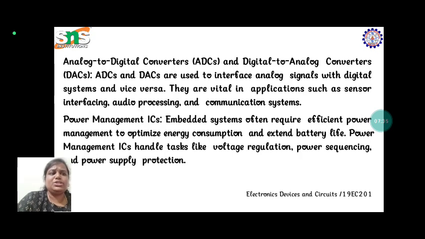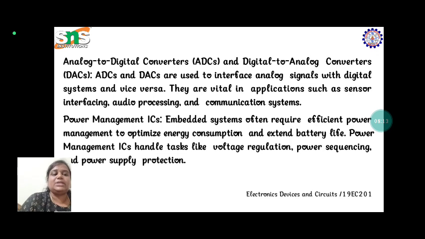Next one, analog to digital converter. Why are we going for this analog to digital converter? Because not all applications are based on analog, and not all applications are based on digital. Some applications use analog, some use digital. So in some cases we take the analog data and convert it into digital data, and in other cases we take digital data and convert it into analog data. For this purpose, particularly in communication, audio signals and interfacing, we are using the analog to digital converter. And the power management ICs.